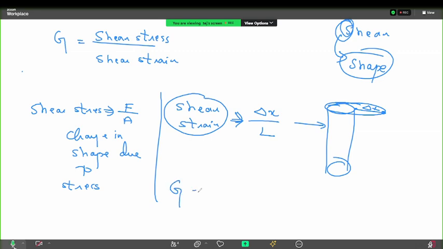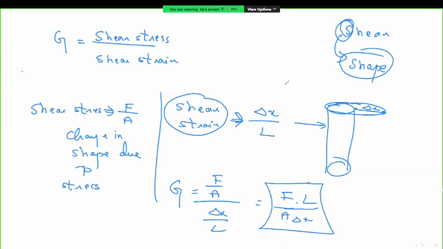Now you know what to do. You write G as it is. Delta x is area, volume, or length. Yeah, anything. Okay. So shear stress can be F by A, whole thing divided by delta X divided by L. Now what you will do? F by A, L goes on top divided by delta X. That's it. Simple. Got it?